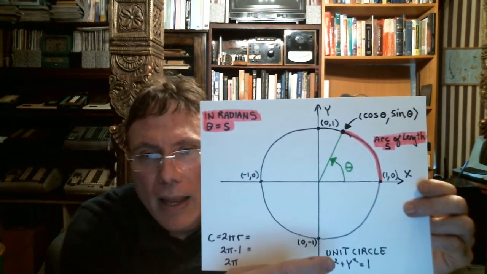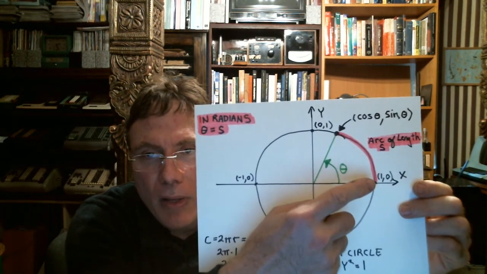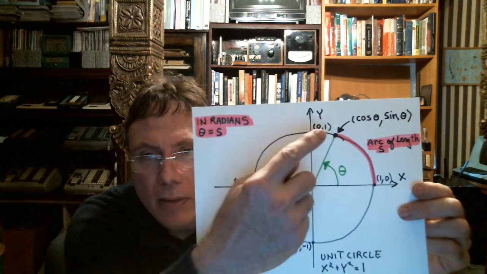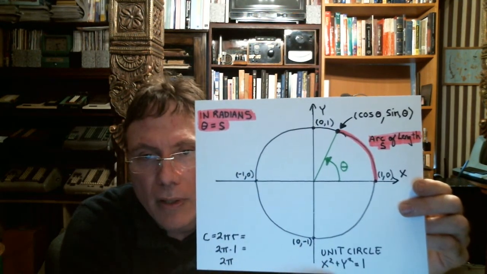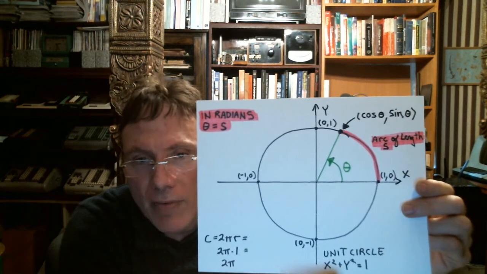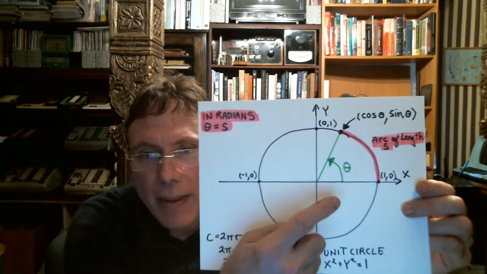Similarly, we could look at other examples too, like a 90-degree angle. That would be 1/4 the circumference of a circle, which would be 2 pi divided by 4, and that's equal to pi over 2.